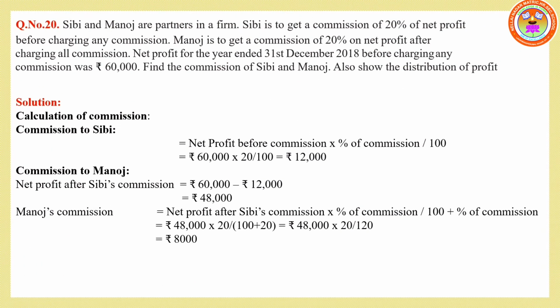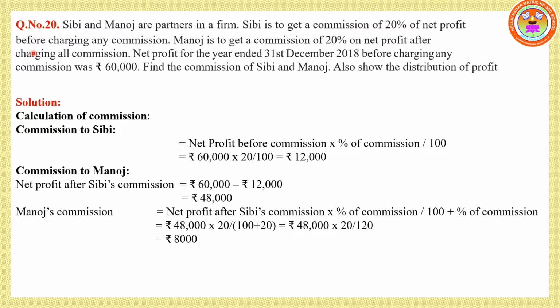Now move on to question number 20. Sibi and Manoj are partners in a firm. Sibi is to get a commission of 20% of net profit before charging any commission. So, regarding charging commission, two situations will be given.